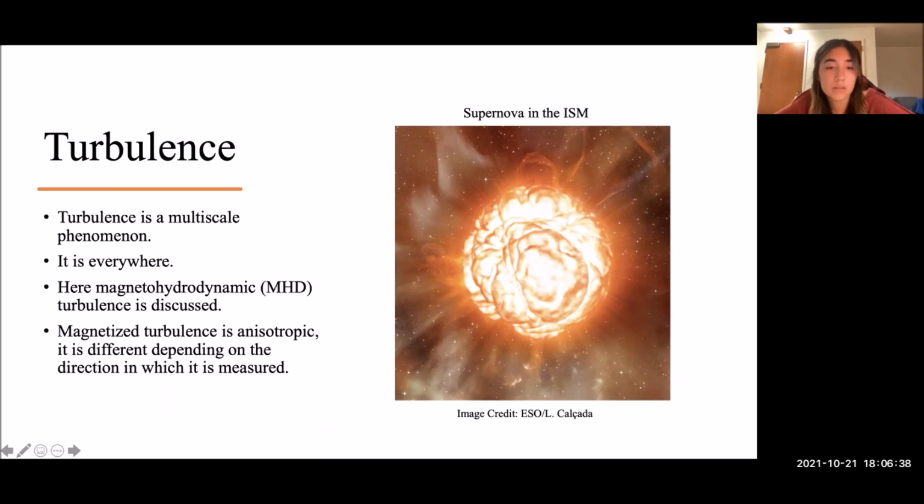Turbulence occurs everywhere, but specifically we'll be talking today about the interstellar medium, as here's an image on the right of a supernova occurring in the interstellar medium. Here magnetohydrodynamic turbulence is discussed because we are dealing with electrical conducting fluids in the interstellar medium. An important point to make is that magnetized turbulence is anisotropic. This means that its value is different depending on the direction in which it is measured.